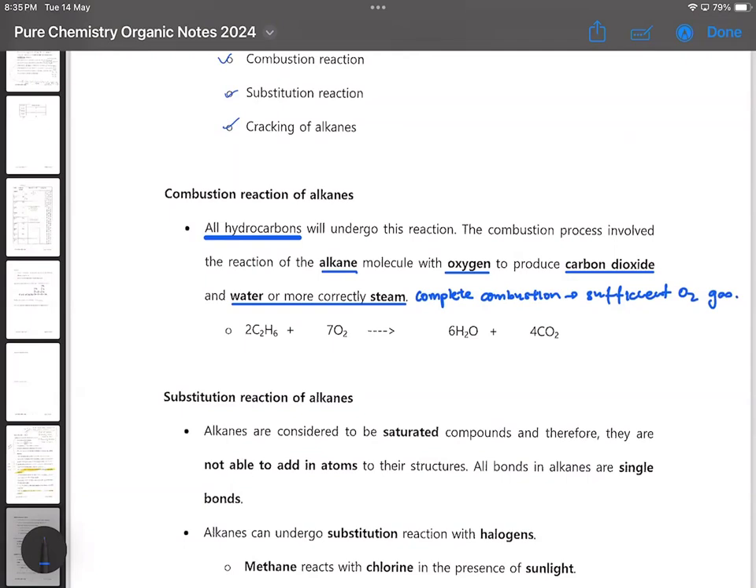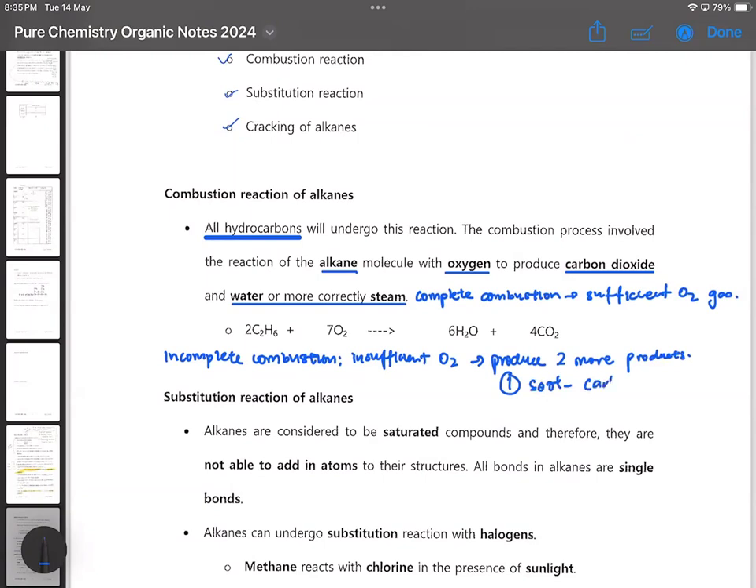There is another kind of combustion, which we call incomplete combustion. This is done where there is insufficient oxygen, and you will produce two more products. Number one is your soot, which is your carbon. Number two, in terms of the gas, is your carbon monoxide.